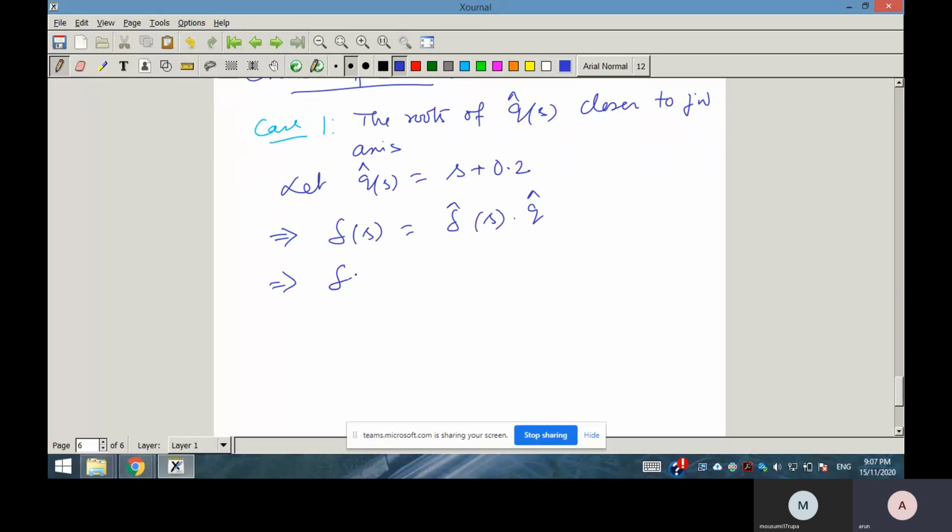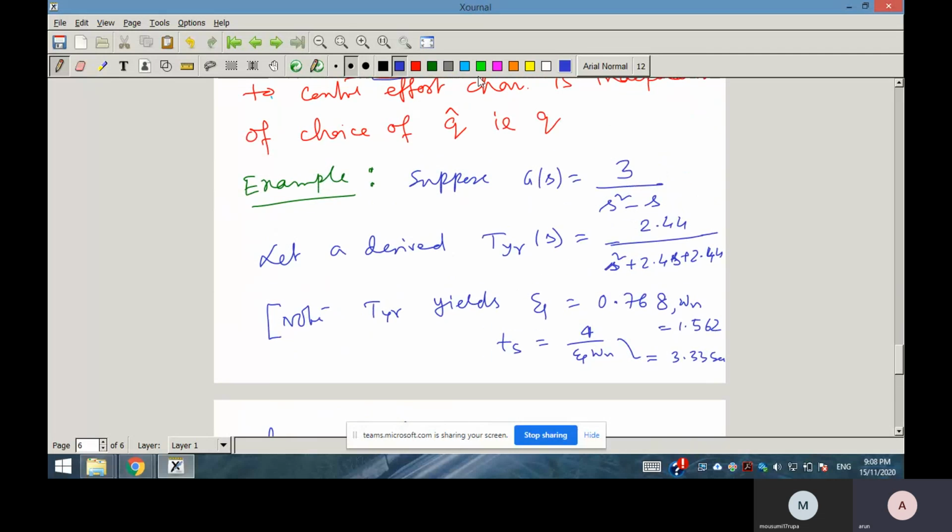So this means your delta S will be equal to S square plus 2. Q hat S is what? Q hat S is equal to that, that is already given. So this is your Q hat S. Sorry, this is a delta hat S, and this is your alpha into CS. This is your delta hat S, right?